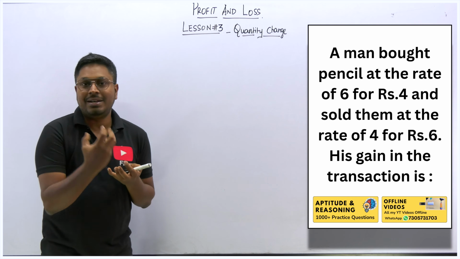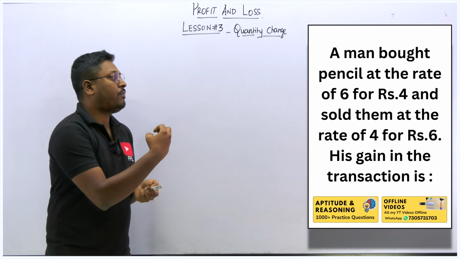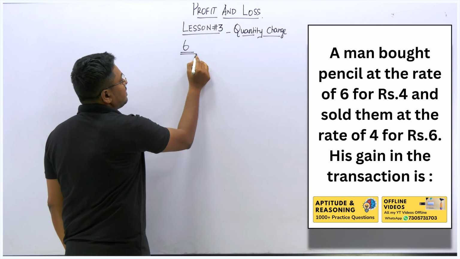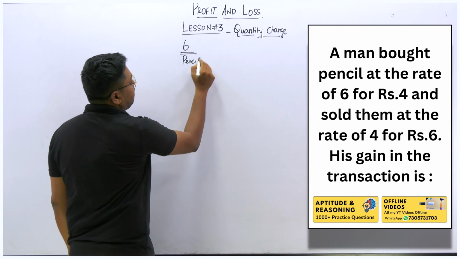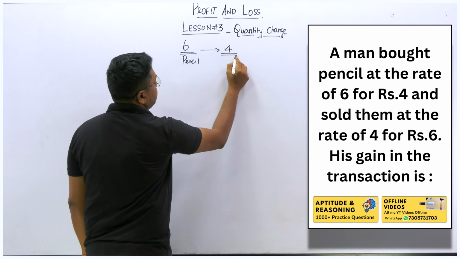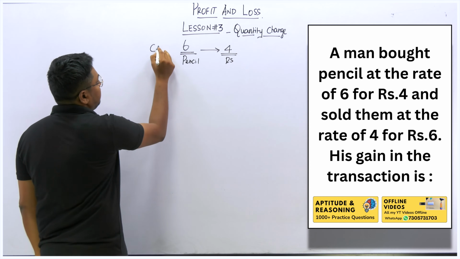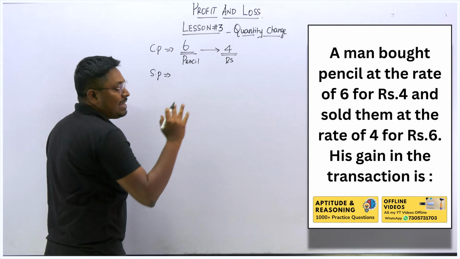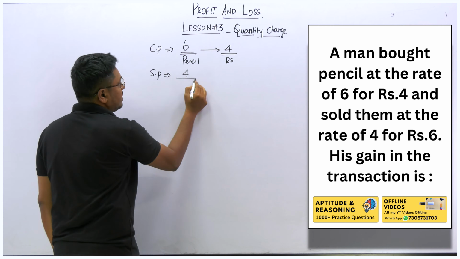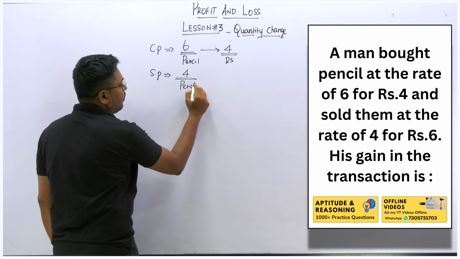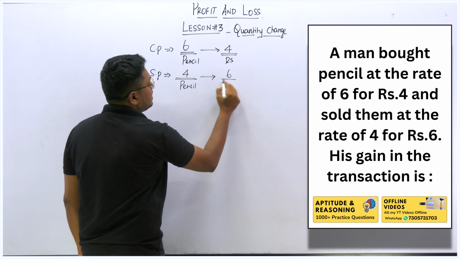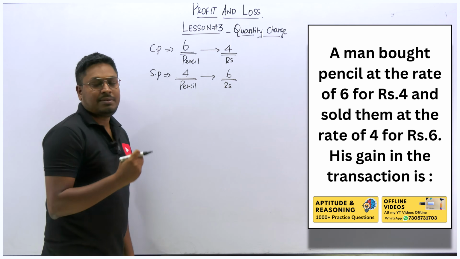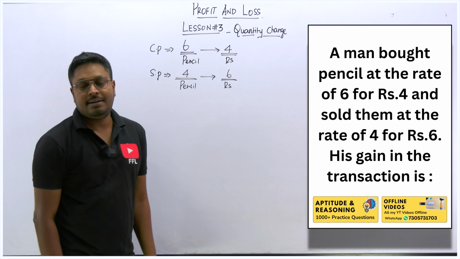The man is purchasing 6 for rupees 4. What is the meaning of it? He is purchasing 6 pencils at the price of how much? 4 rupees. So this will be the cost price. Now what about the selling price here? He is selling only 4 pencils, not all the 6 pencils, at the rate of how much? 6 rupees. So they are telling us it's a profit, because our target is to find the gain in the transaction, right?